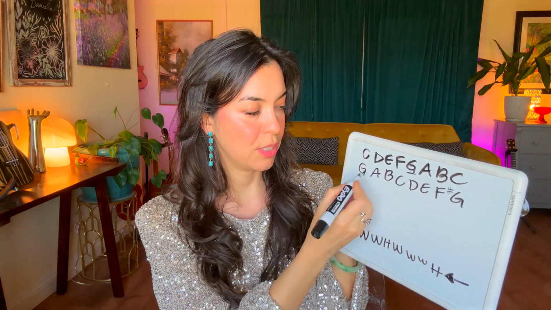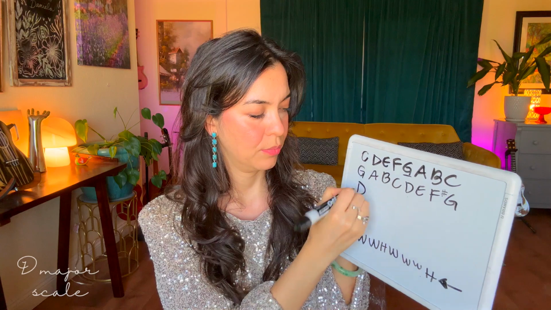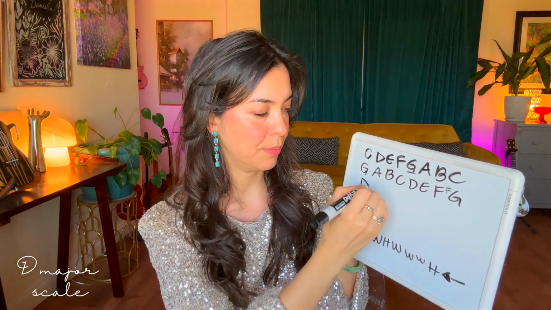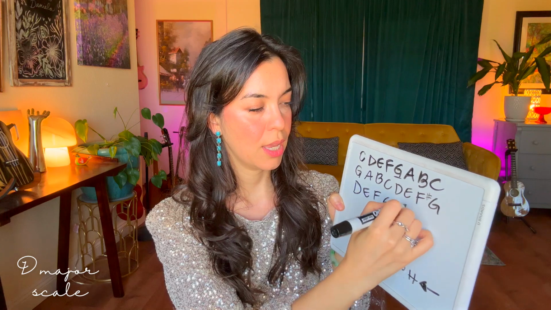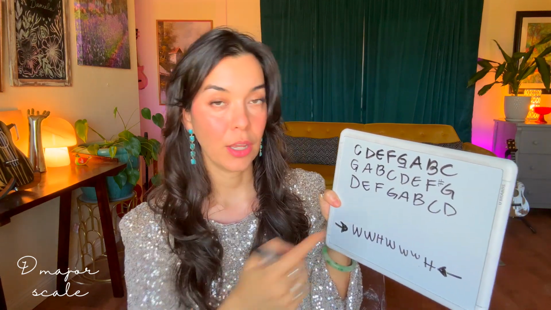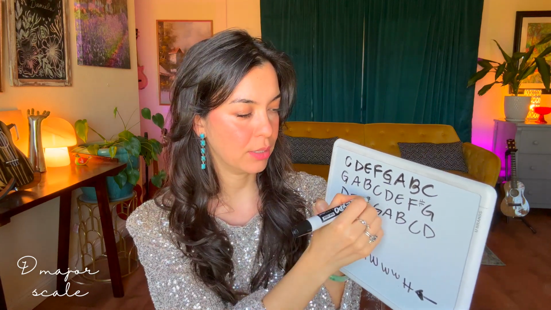So we go up to the 5th step. 1, 2, 3, 4, 5. D. We write our letters from D to D. D, E, F, G, A, B, C, and D. And now you always take the sharp that you already have and apply it to the next scale.